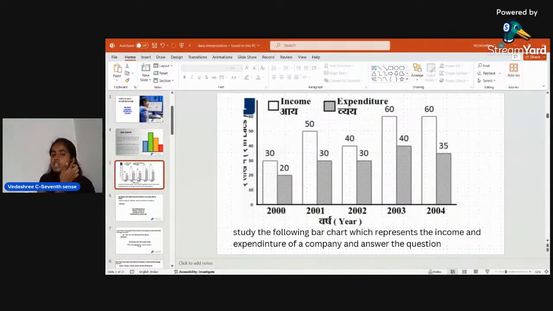Every time we cannot change the slide, right? So first take a screenshot of this bar graph. You will get to know. For every problem, we cannot change the slide every time. Okay, done.